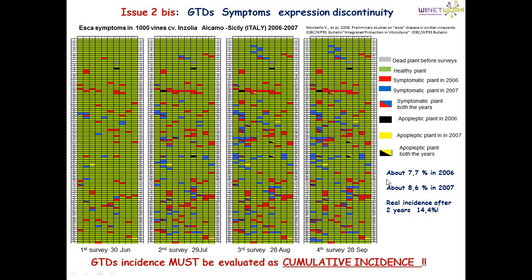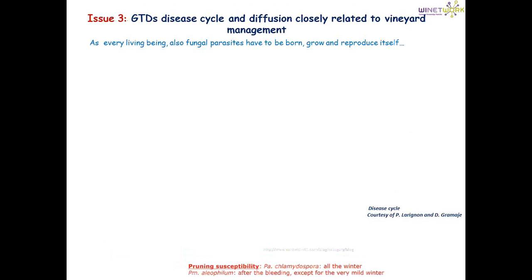For instance, if I consider only the first year, maybe I could hypothesize that the disease is spread with an incidence of 7.7% for the first year, or only for the 2007 data, I can maybe hypothesize an incidence of 8.6%. But if I want a real idea of the incidence, of course, I have to consider all the plants over several years, and so the real incidence for this survey is around 14%. So for GTD, incidence must be evaluated as cumulative incidence.